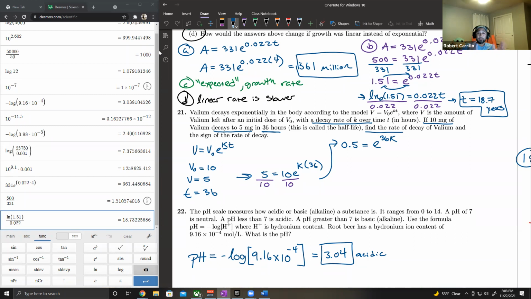All right. So now we are ready to convert, and that base of e becomes the base of our natural log. So this becomes natural log, base e, of the outside number of 0.5, equal to that exponent of 36k. Okay. Now you'll divide by 36.